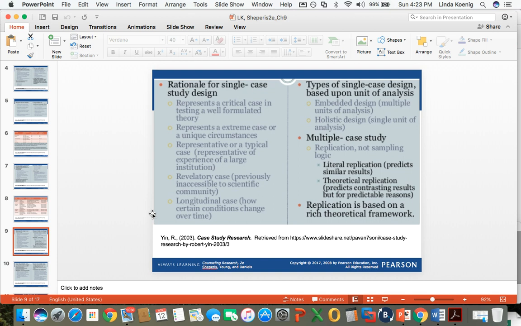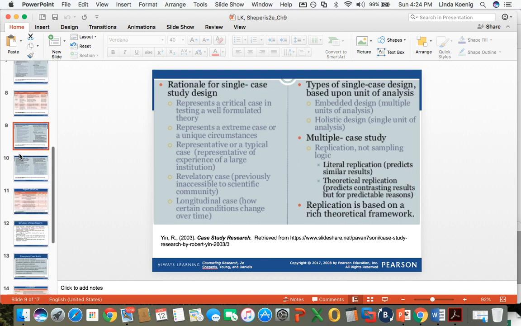All right, so a couple of types of single case designs. One is embedded, the other is holistic. You can look at those more, flesh those out in your book. And then one of the things that we really need to look at when we're looking at case study design is replication, because we want to hopefully be able to replicate a case study several times in order to assess whether or not what we found initially is accurate.